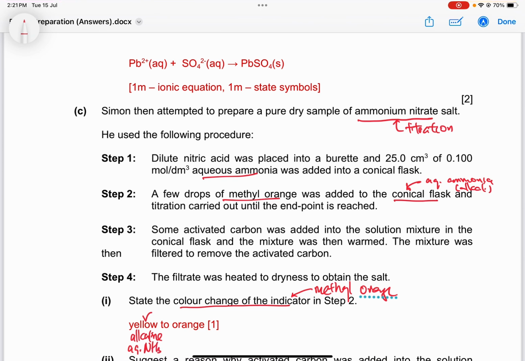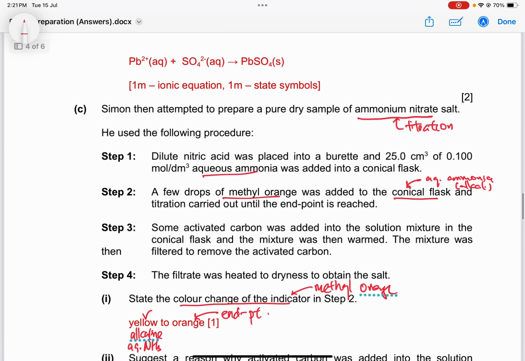And then orange is actually the endpoint of neutralization. That's why it's yellow to orange. Now, if it is starting from acidic, it will start from red. So just take note of the different color changes.